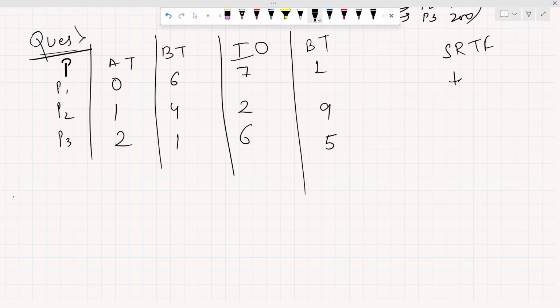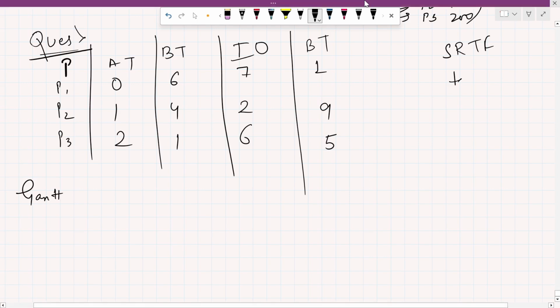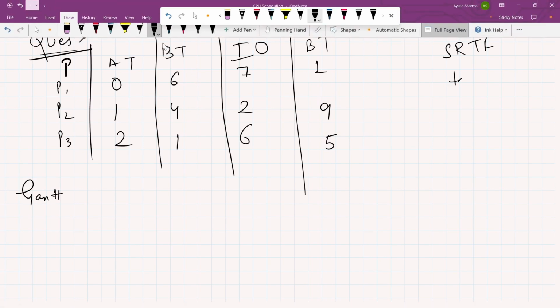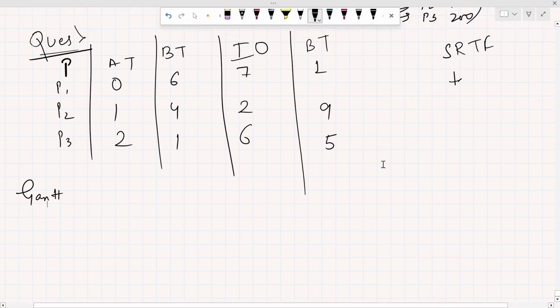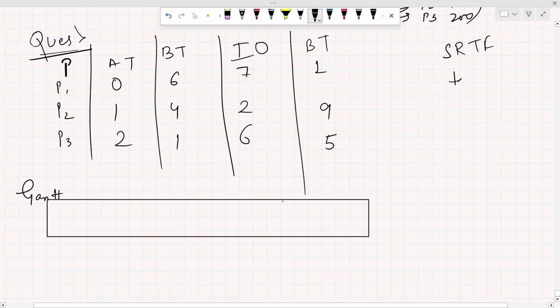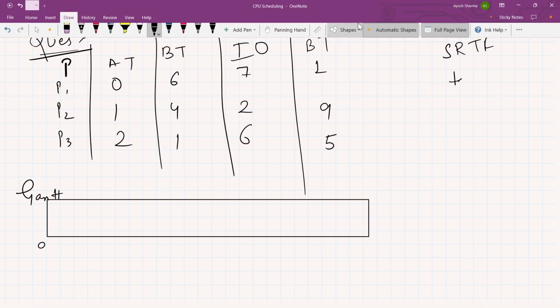So first of all, for solving this question, what do we need? We need a Gantt chart. The first thing we need to solve this type of question is a Gantt chart. This is what a Gantt chart looks like, starting from 0.